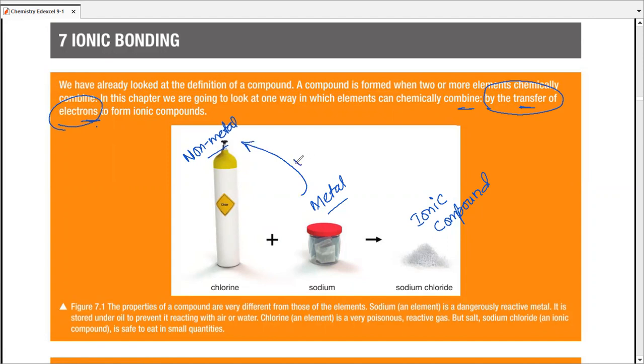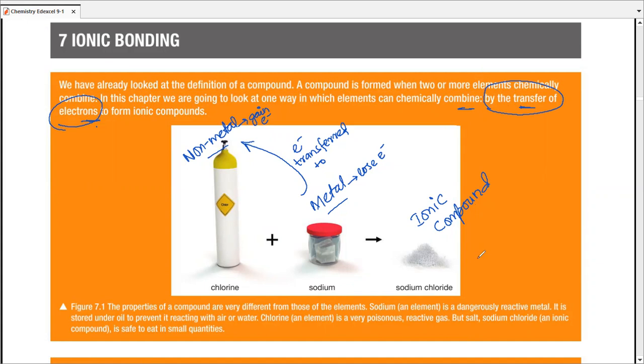Electrons are going to be transferred from the metals to the non-metals. All right, so that's how electrons are going to get transferred. So keep in mind, every time a metal is going to lose electrons, a non-metal is going to gain electrons, and that's how metal and non-metal will combine to form an ionic compound. So that's how the transfer will occur.